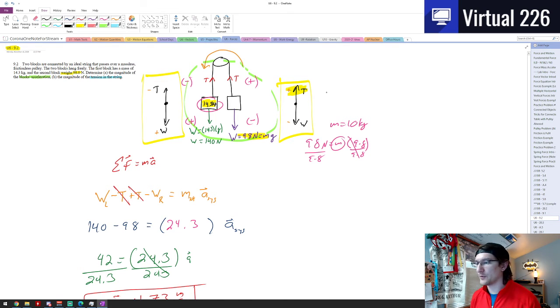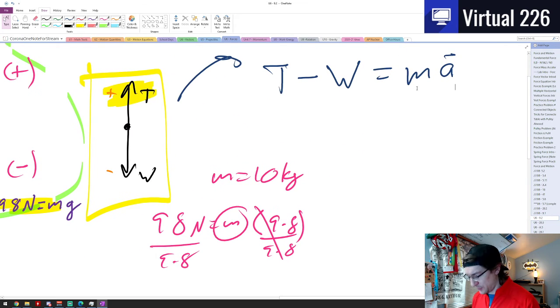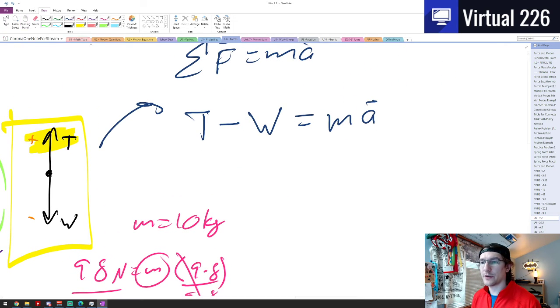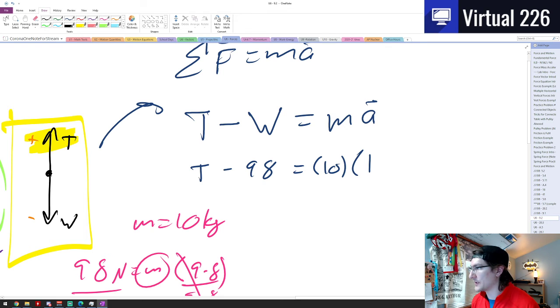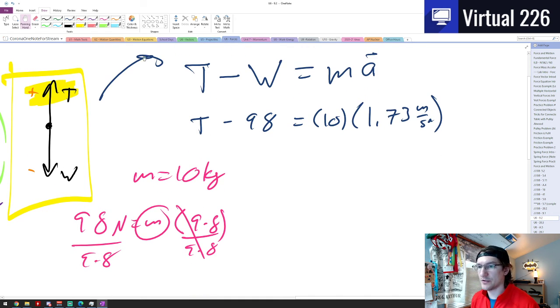So when we write out our F equals ma, here's the sum of the forces equals ma. This will be tension minus the weight equals the mass times the acceleration. And in this case, we know most of this already. We're looking for the tension, but we know the weight here is 98 newtons due to just the right block. And we know the right block's mass is 10, and we know its acceleration is 1.73 meters per second squared. So at this point, we just solve for T.